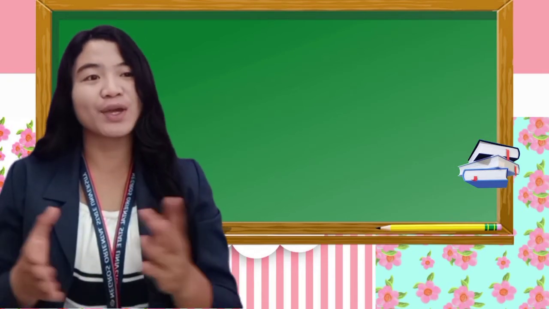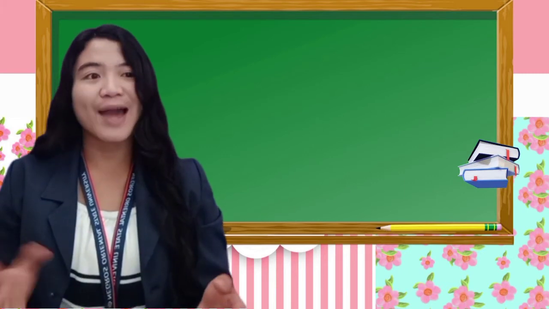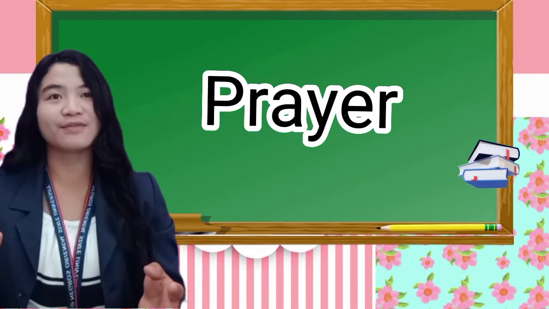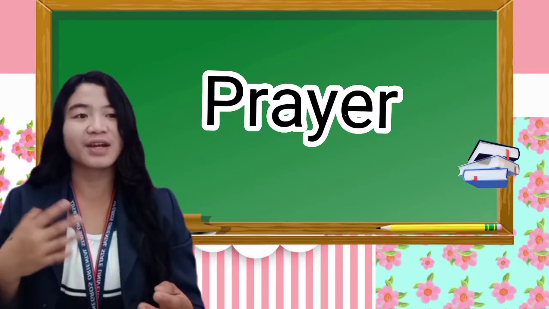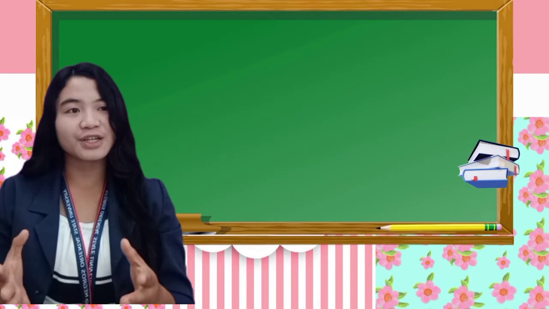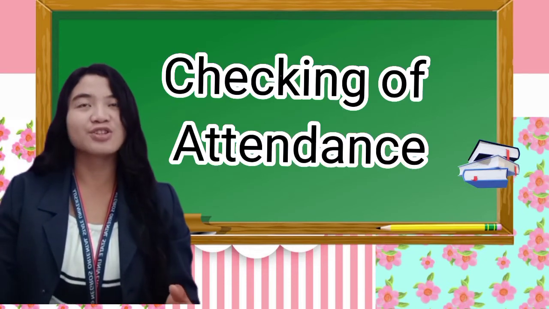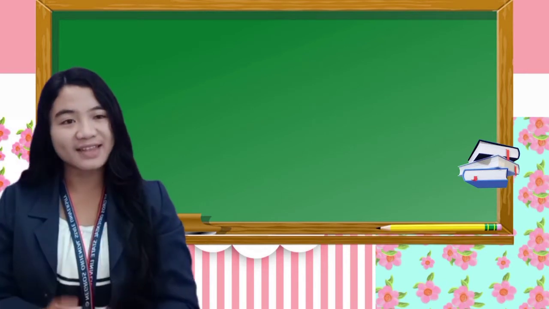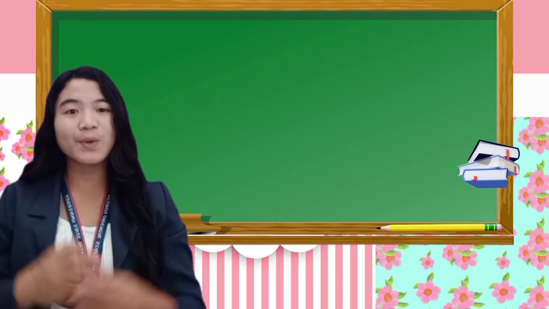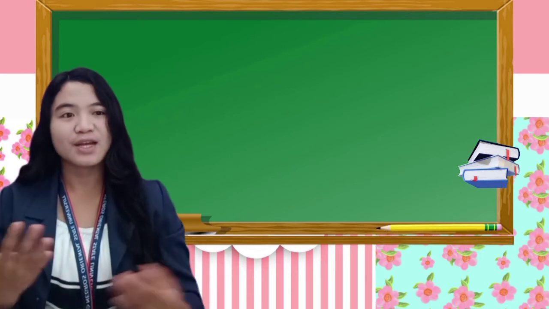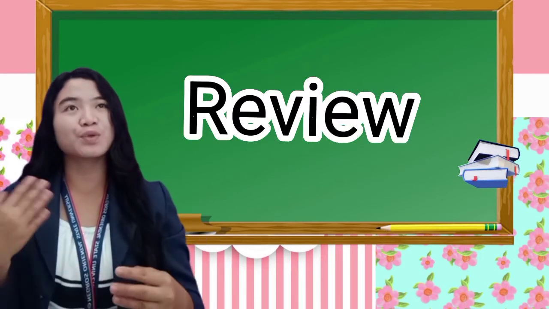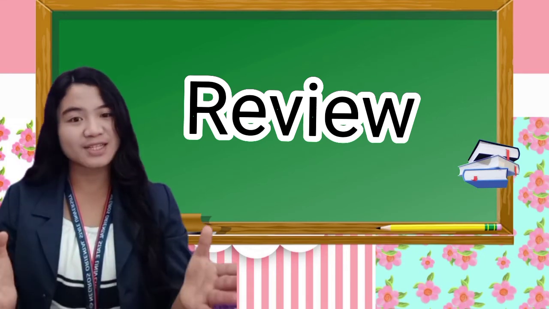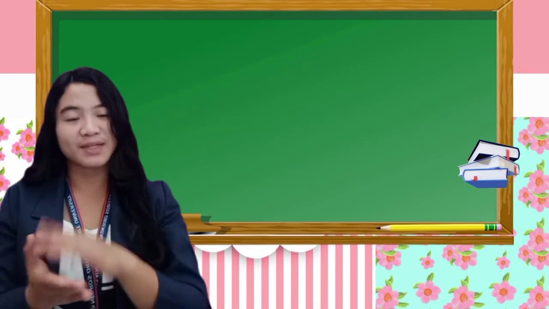Before I start my discussion, I will have greetings. Then after the greetings, I will have a prayer and energizer. Then I will check attendance. After that, we will have a review first. I will ask my students what we tackled last meeting, and my students will answer what we tackled.